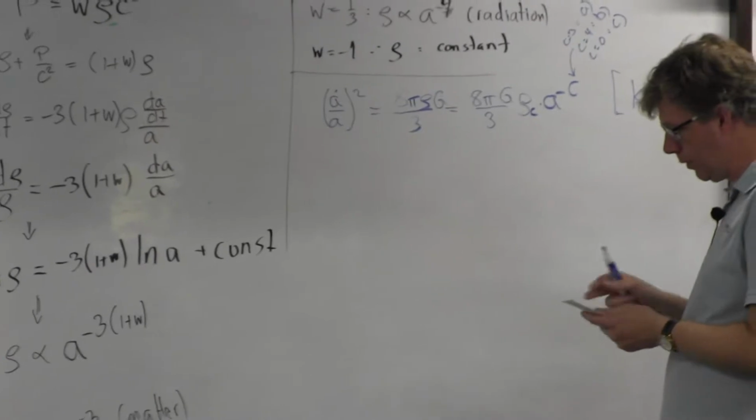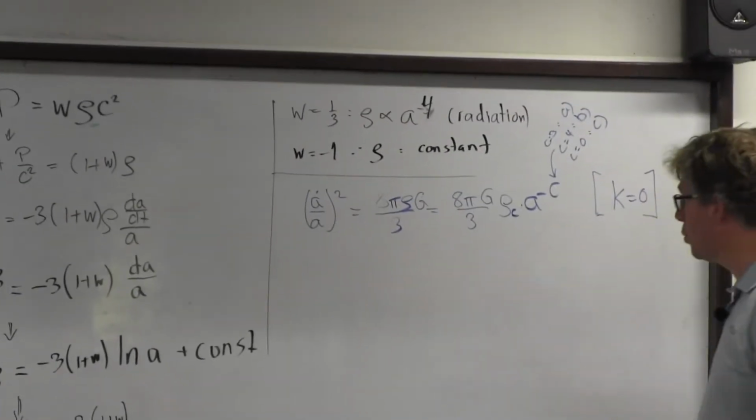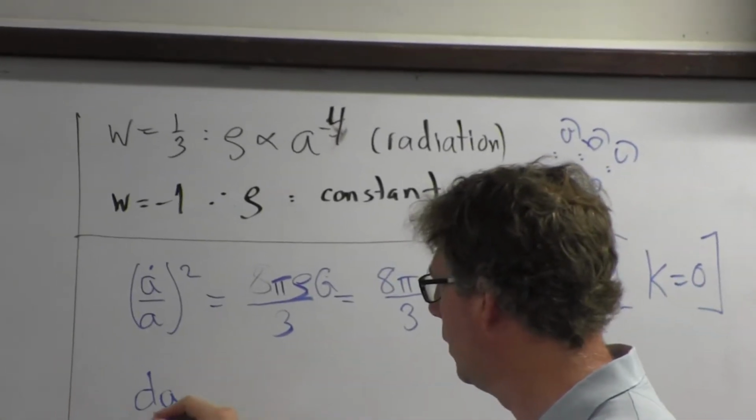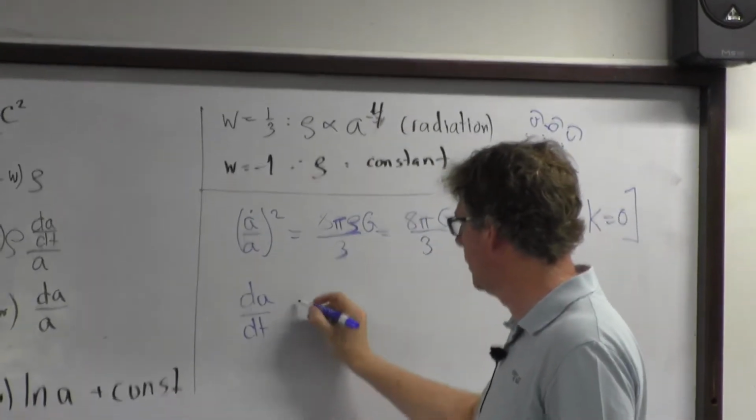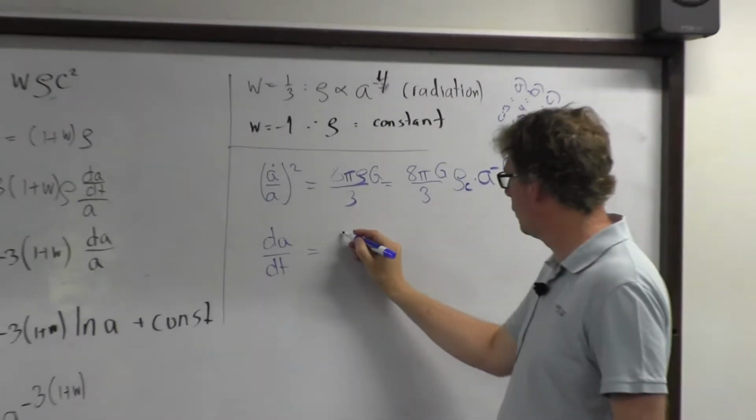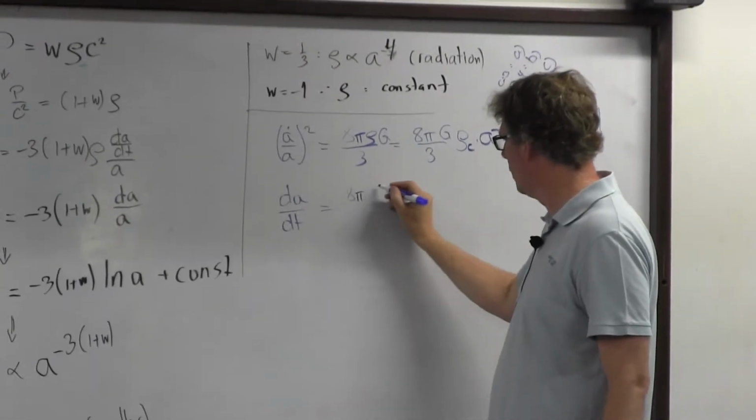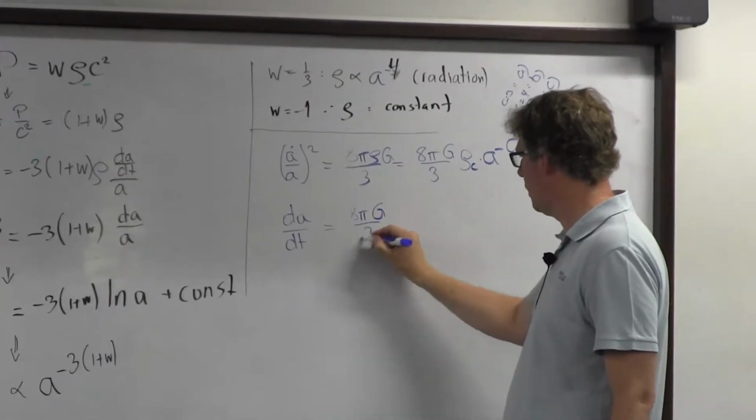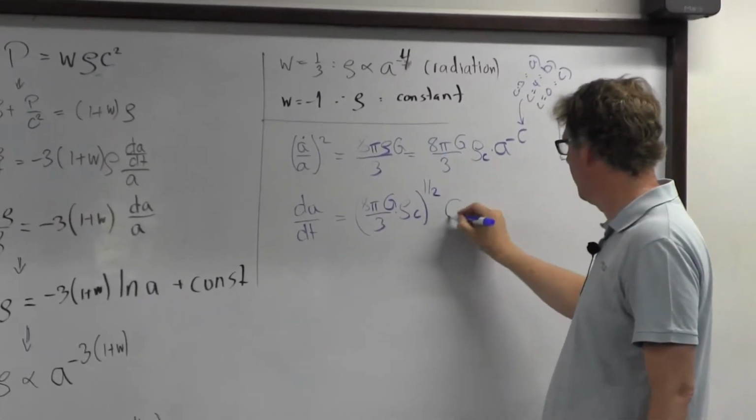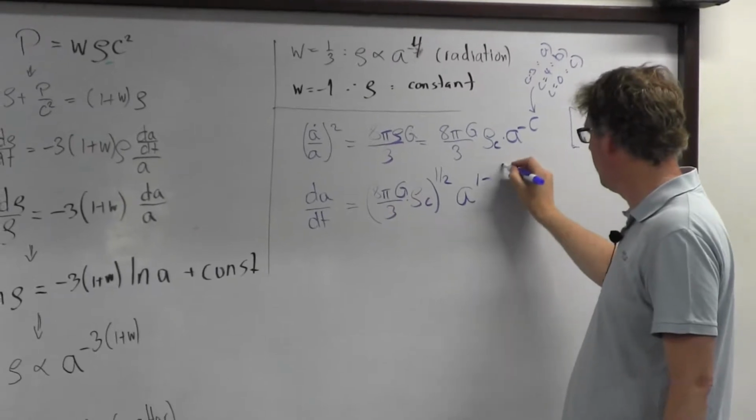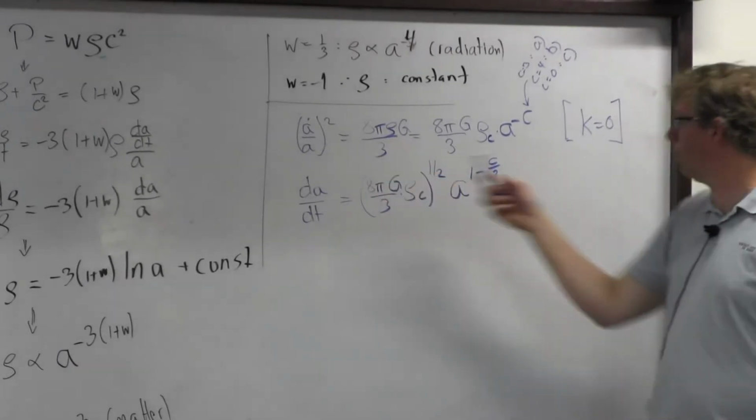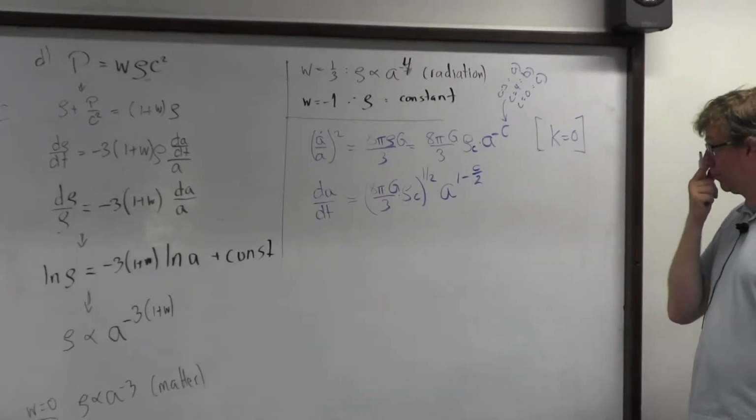Okay. So you just do the same trick that you did here. So you get dA over dt is equal to, just multiply things over. So it's going to be (8 pi G over 3 rho_c)^(1/2) times A^(1 - c/2). Okay, that's just moving this one over on this side and taking square roots.